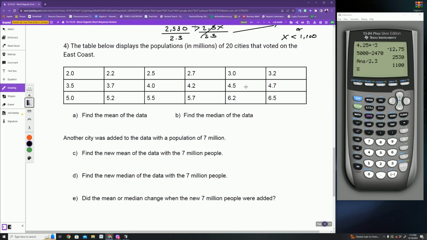Okay, guys, we're going back to Unit 1 a little bit on this one. The table below displays the population in millions of 20 cities that voted on the East Coast. There's a bunch of values in this table, and you're asked to find the mean of the data and find the median. There are two ways we can do this: by hand, or by the calculator. If you're doing it by hand, you're going to add all these values together, and once you add everything together, you're going to take the average. Remember, mean is another word for average.